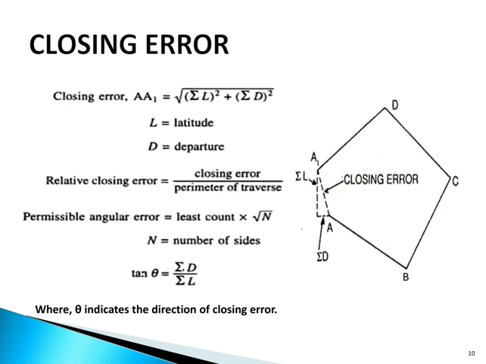Next is permissible angular error, which is least count into under root n, where n is the number of sides. And tan theta will be given by sigma D divided by sigma L, where theta indicates the direction of closing error. So from these equations we can find the closing error of these closed traverses.